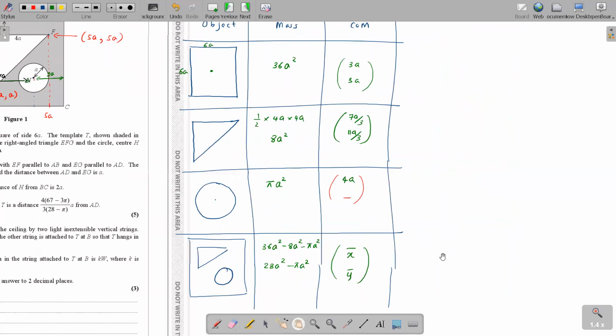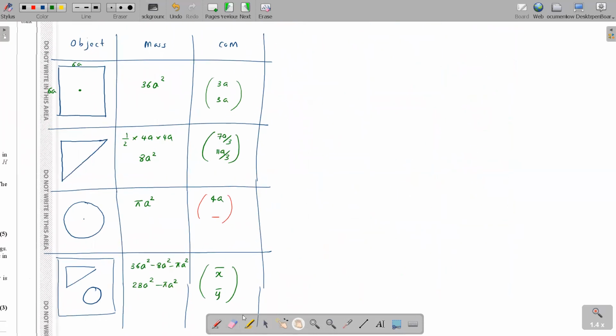So let's take moments and we should be able to get the answer. Remember what you need to add and what you need to subtract. These two guys are removed, so those two moments should be subtracted. You multiply the mass with the center of mass. So mass 36a square multiplied with the x value 3a: 36a square into 3a. Then for the triangle, we are not adding because it is removed: minus 8a square into 7a over 3.